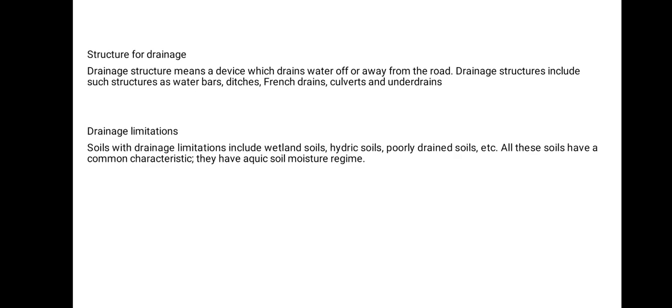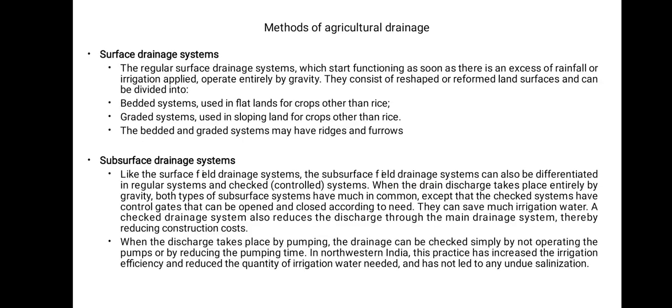A structure of the drainage means a device which drains the water off and or away from the road. Drainage structures include water bars, ditches, French drains, culverts, and under drains. These are the structures of the drainage. Then drainage limitation. Soils with drainage limitation include wetland soil, hydric soil, and poorly drained soils. All these soils have a common characteristic: they have an aquatic soil moisture regime.